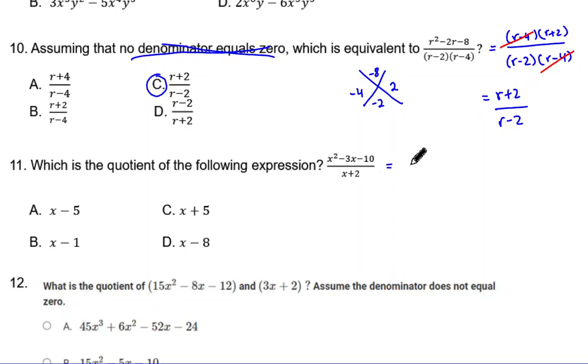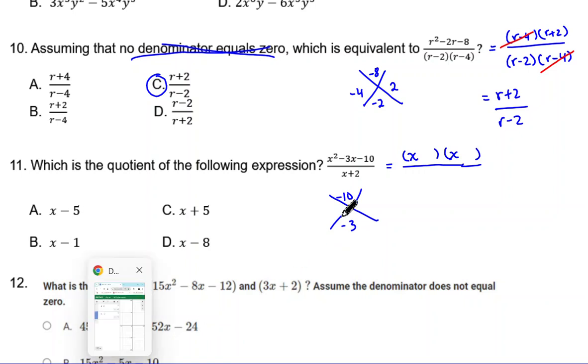For number 11, same thing. I need to go ahead and factor out the numerator. X and x, so two numbers that multiply together that give me negative 10, this number. At the same time, those two numbers have to add up to negative 3. Again, I'm going to show you more Desmos stuff in the next video, but for now, let's just see. I think it is 5 times 2. So negative 5 times positive 2. Negative 5 times positive 2 is negative 10, and then negative 5 plus 2 is negative 3. So those are my two factors. I'll go ahead and write them in.